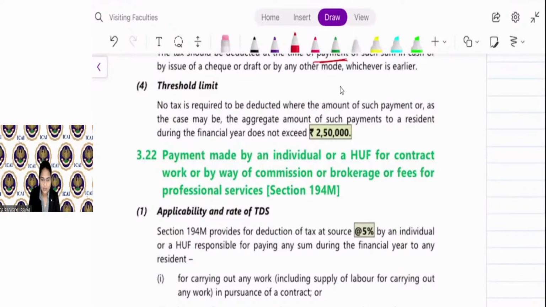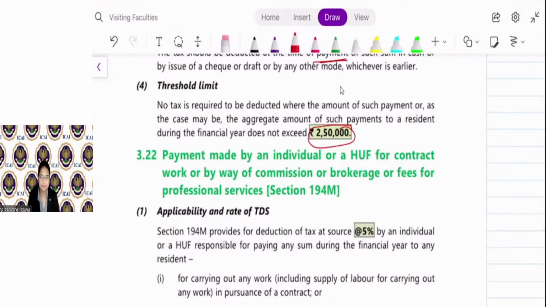The threshold limit is 2,50,000. So if the consideration paid by government on compulsory acquisition during a financial year is less than 2,50,000, then TDS is not required to be deducted. If it is more than 2,50,000, then TDS is required to be deducted.